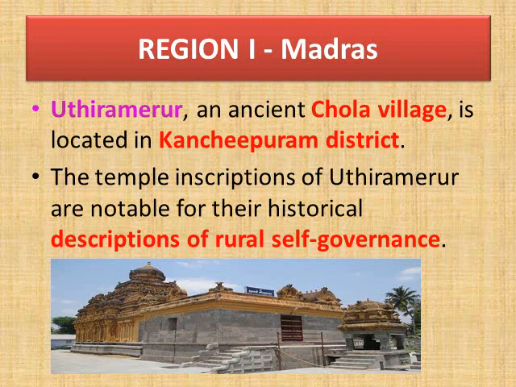The temple inscriptions of Uttiramerur are notable for their historical description of rural self-governance. Inscriptions are writings on stones, and on the Uttiramerur temples you can find them. They describe rural self-governance, that is, the region was under rural self-government, like our panchayat system today. The inscriptions contain how governance should be done locally in an area. These inscriptions are available in Uttiramerur, an ancient Chola village in Kanchipuram district.